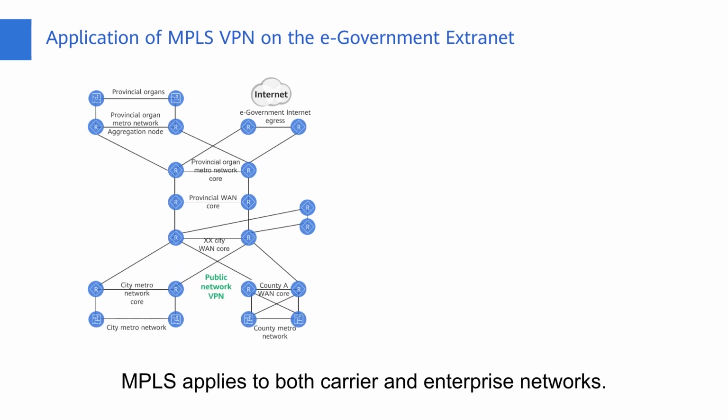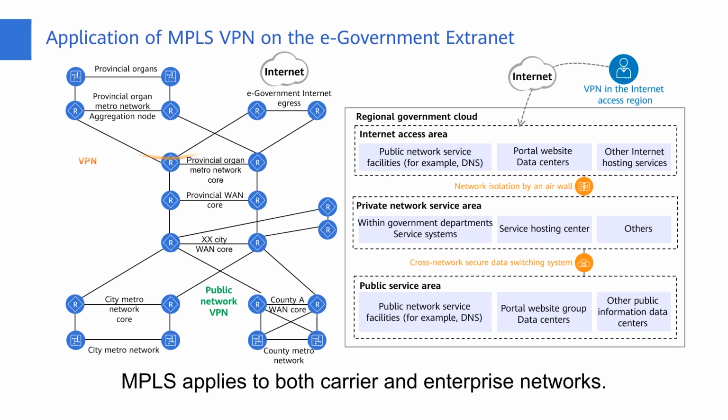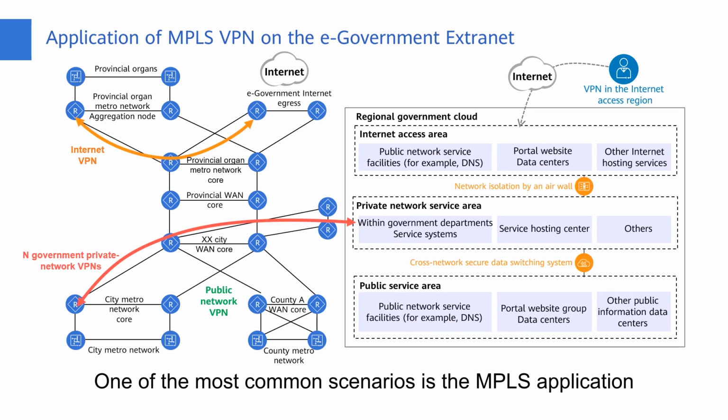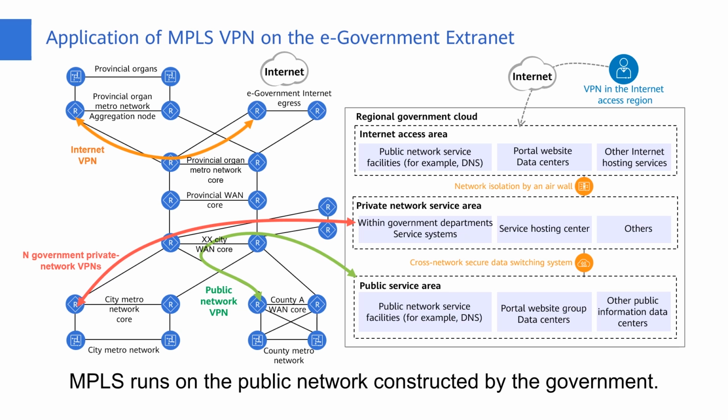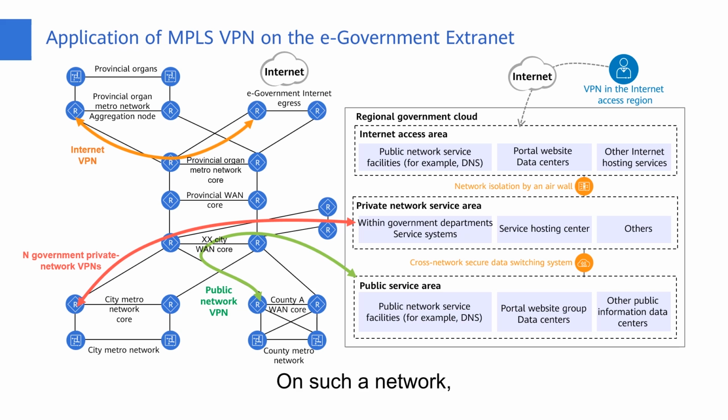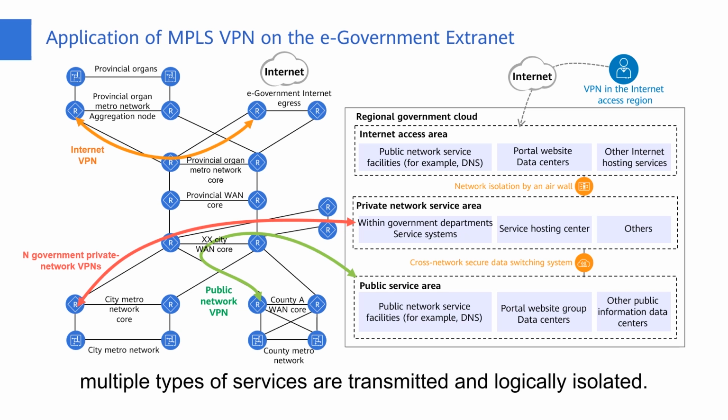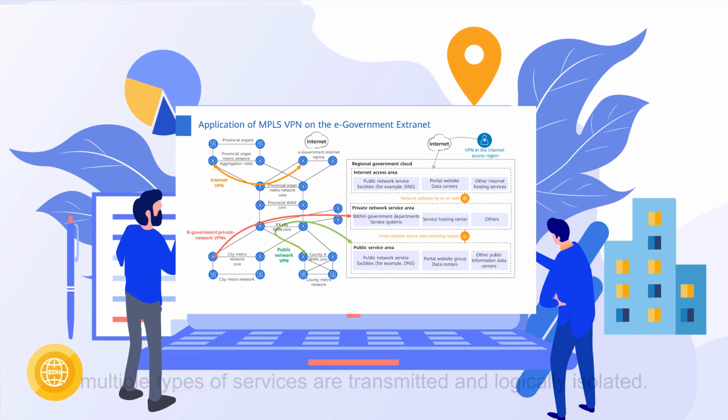MPLS applies to both carrier and enterprise networks. One of the most common scenarios is the MPLS application on the e-government Extranet. MPLS runs on the public network constructed by the government. On such a network, multiple types of services are transmitted and logically isolated.